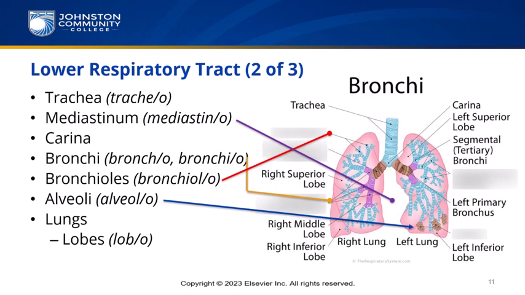The lungs are composed of sections called lobes. The right lung has 3 lobes, whereas the left lung only has 2 lobes. Why do you think that is? Well, if you guess it's to make space for the heart, you'd be correct.